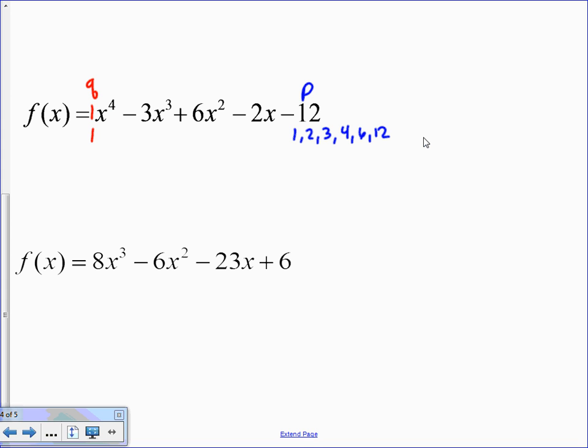It's always easy when your leading coefficient is 1, right? Your list is just basically the list of p's because you put them over 1. So plus or minus 1, plus or minus 2, plus or minus 3, plus or minus 4, plus or minus 6, plus or minus 12. And you should have 12 total, 6 positive, 6 negative. Of those 12, 4 will work, possibly.